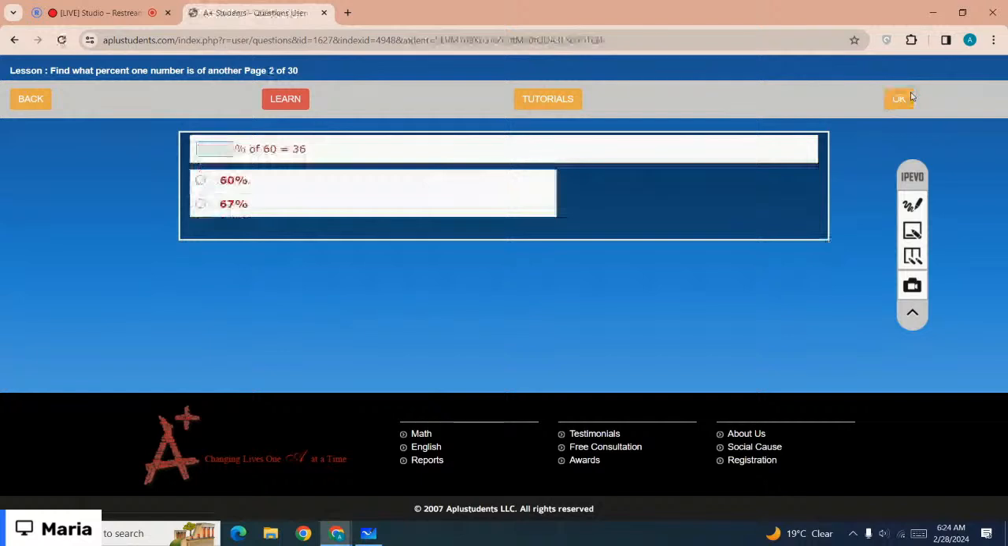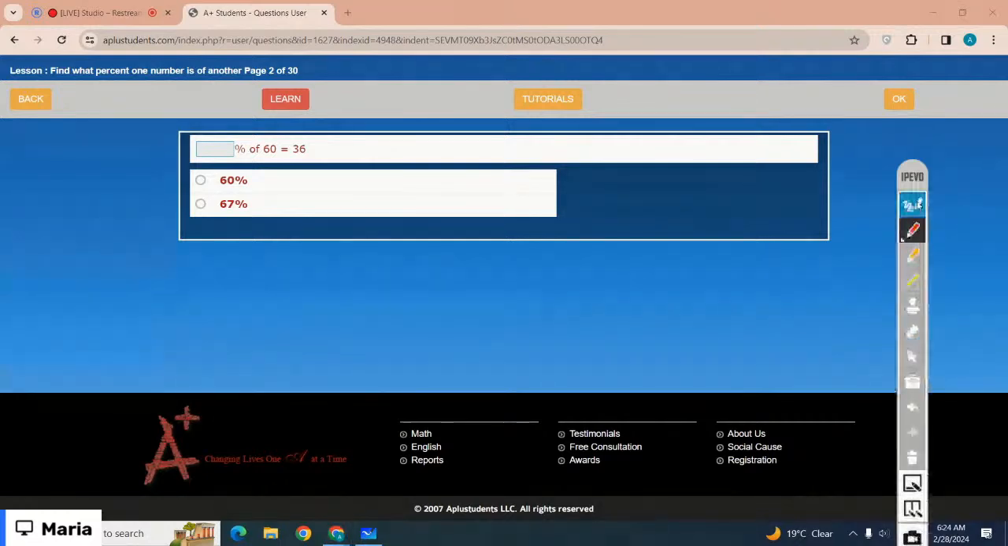36 is what percent of 60, right? You can solve it by making a proportion. 60 is the whole number, the complete number. 36 is the part of 60. And what percent, this one you have to find. So just make a proportion that is part divided by whole, and that equals n over 100.